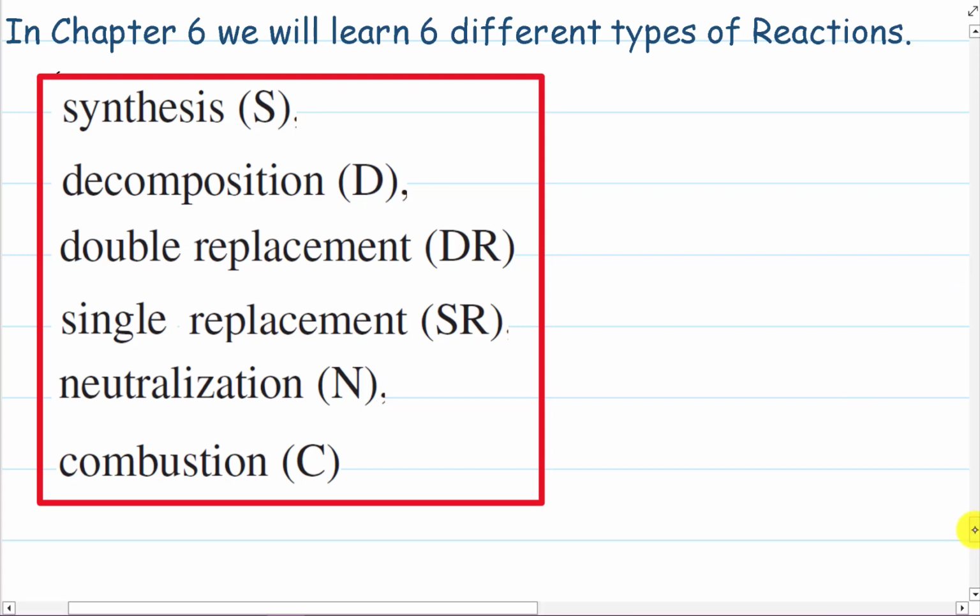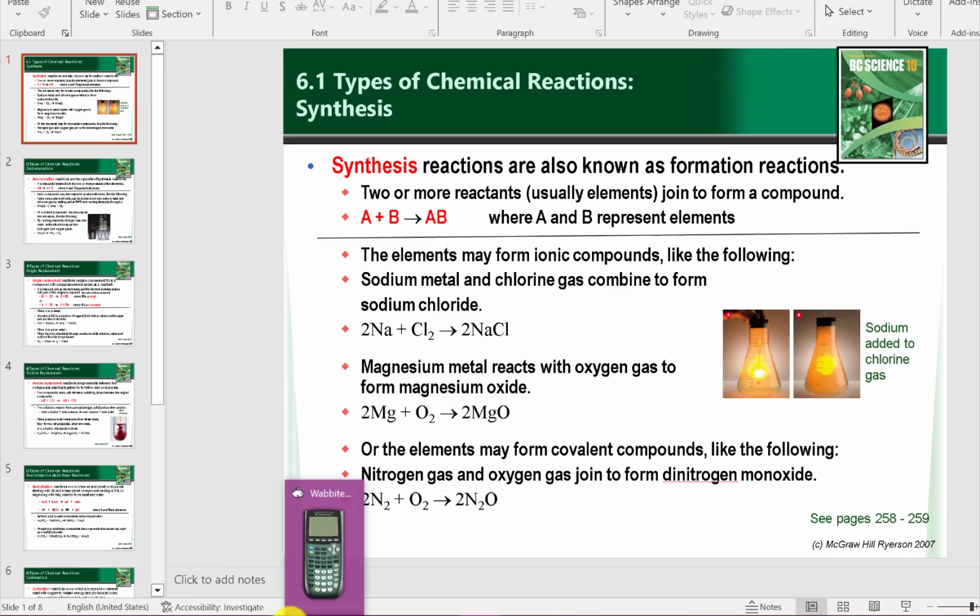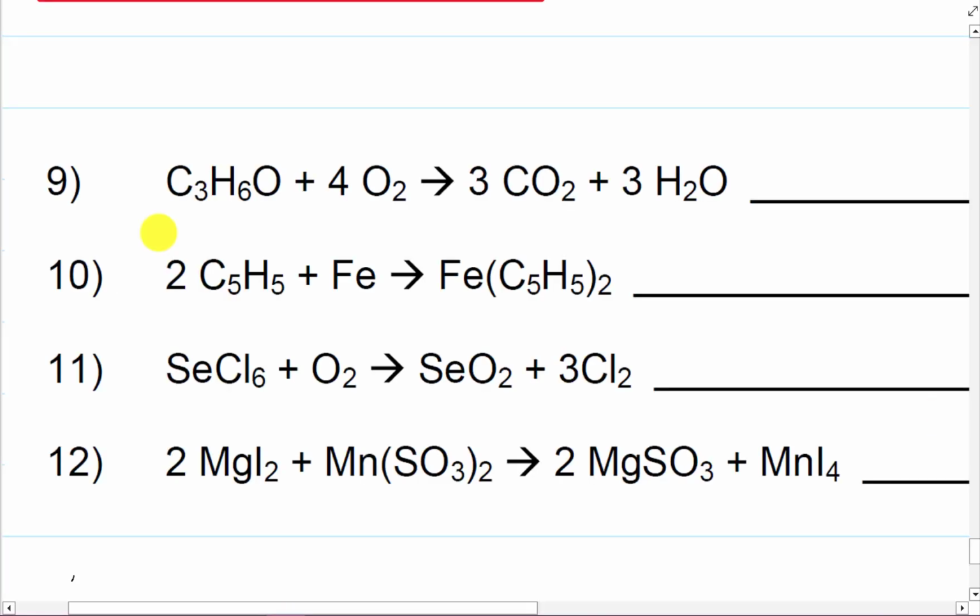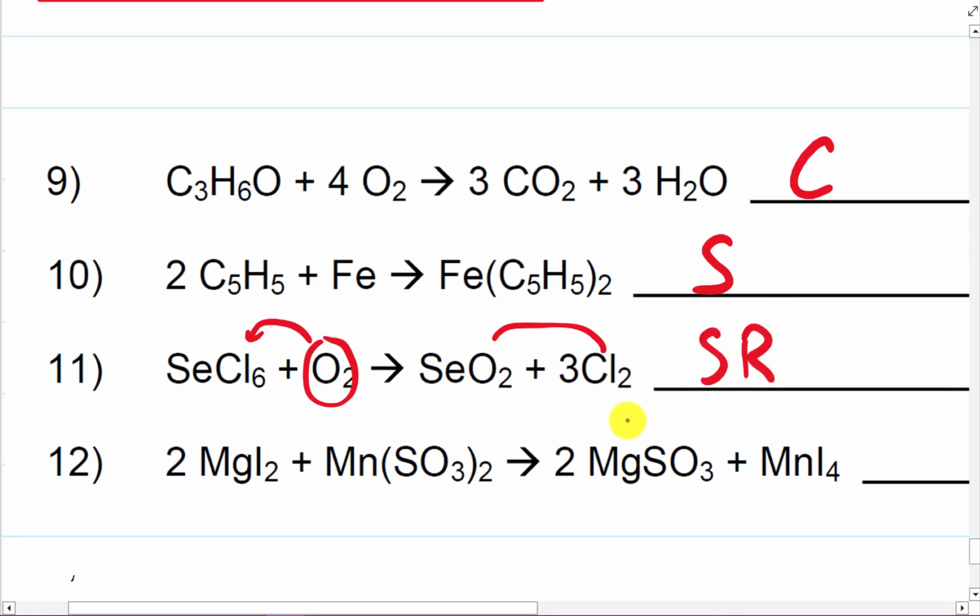And at the end of this chapter, which is probably in 20 minutes, maybe 30 minutes, we want you to be able to do something like this: see a reaction and go, oh, that's a combustion. And looking at this and seeing that's a synthesis. And looking at this and seeing that O2 is swapping with the Cl here, and seeing that is going to be a single replacement. And seeing here, this is going to be a double replacement.